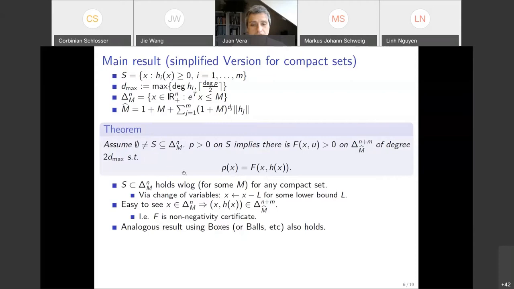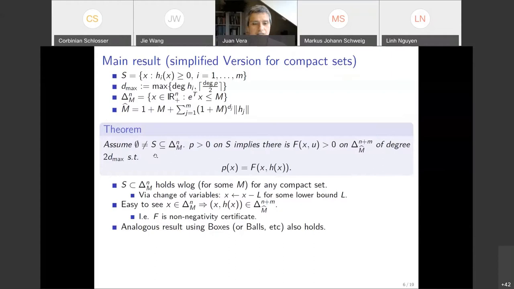So as I said, this is a simplified version. We can write this version without assuming that S is a subset of the simplex. We can just say, if you have any compact set, you can always translate it by a change of variable such that it's inside the non-negative orthant. And then you put M big enough such that your set is contained in that simplex. So this assumption about containing a simplex holds basically without loss of generality.